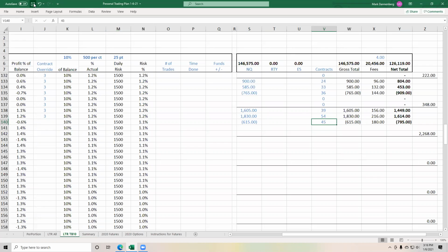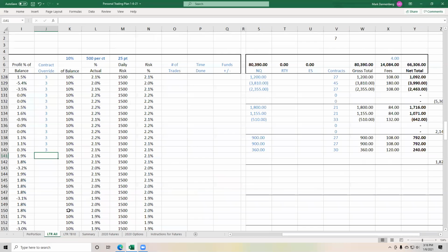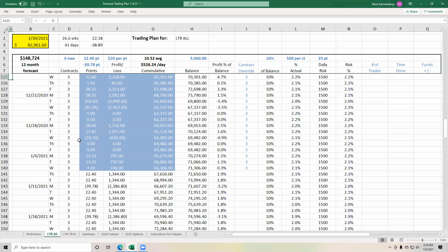All right, so save that real quick, and I'm going to update our contract override to 3. All right, so now what do we do with this information? We're going to go to the upper left-hand corner here, and we're going to take a look at these 4 numbers right here. So this first number, 26.5 weeks, we have 26.5 weeks under our belt. We have been logging the daily performance from the live trading room now for just over 6 months.